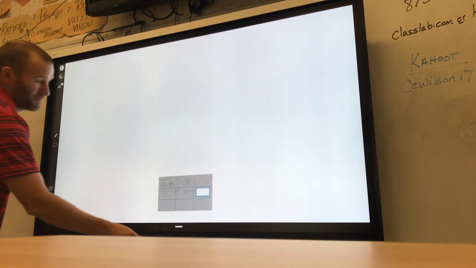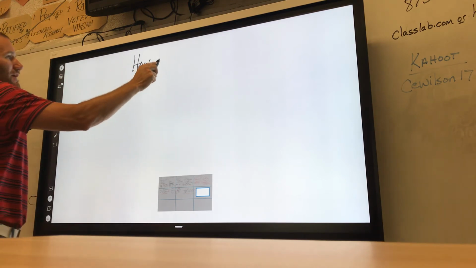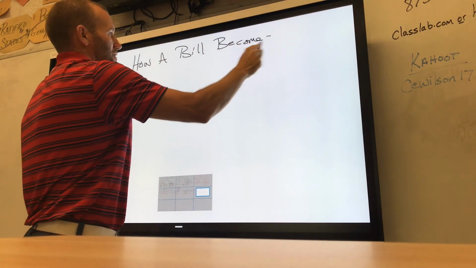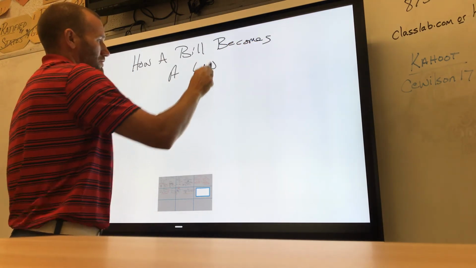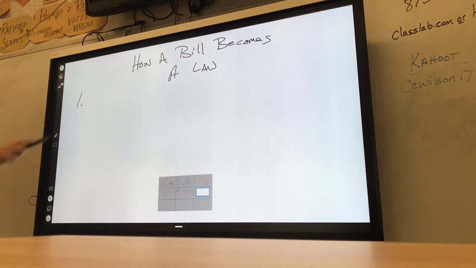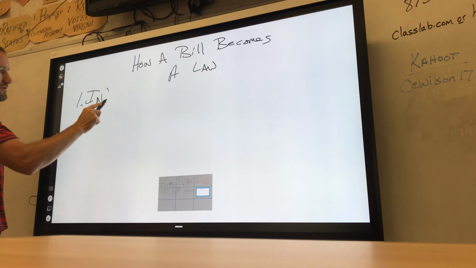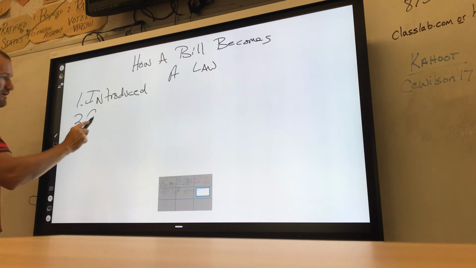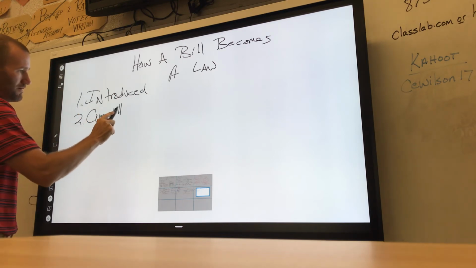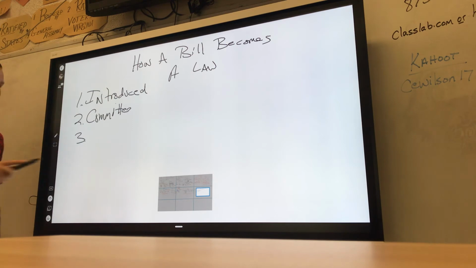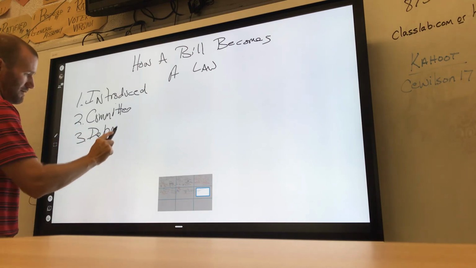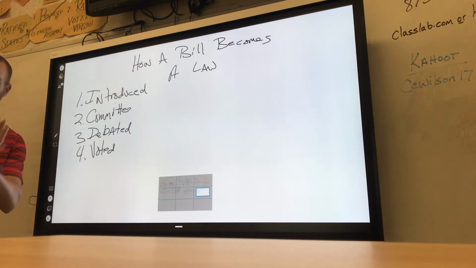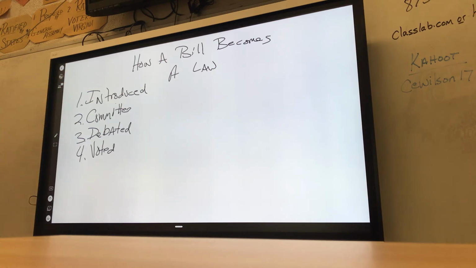Next thing you need to know: how a bill becomes a law. I'm just a bill, Capitol Hill. Step number 1: the bill is introduced. Step number 2: it is sent to committee. Step number 3: the bill is debated. Step 4: it is voted on. Okay, now stop right there. Those are the first 4 steps.